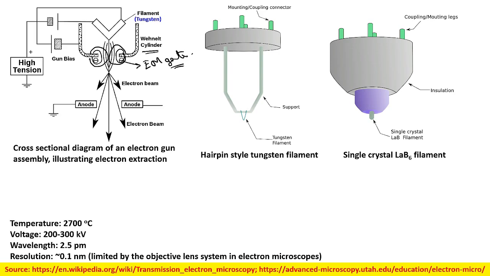So if you want a high electron density coming out, then you need to keep a low field in the EM gate, and if you want to lower the density of the electron beam, then you slowly start to increase the field of the cathode, this wavelength cathode.